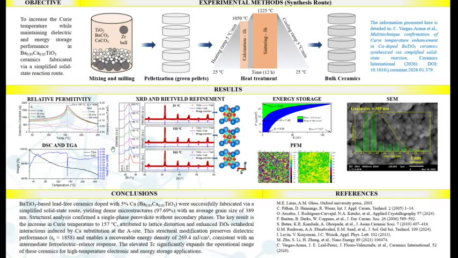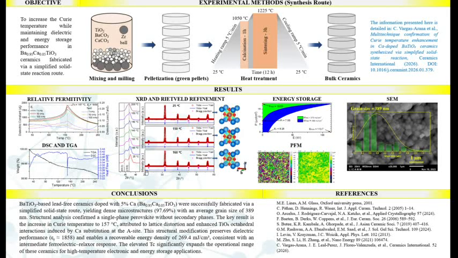Second, and this is the clincher, temperature-dependent X-ray diffraction with Rietveld refinement. At room temperature, we confirmed a clean, single-phase perovskite with no secondary phases. We then collected patterns from 25 up to 200 degrees Celsius. From 25 to 150 degrees Celsius, everything is consistent with the tetragonal ferroelectric phase.